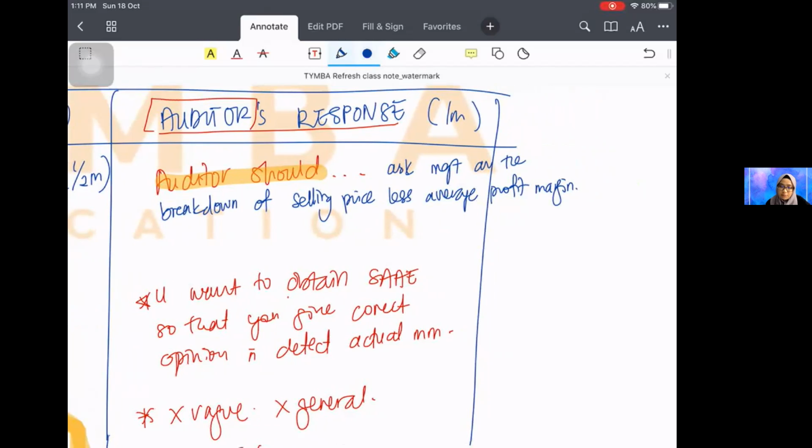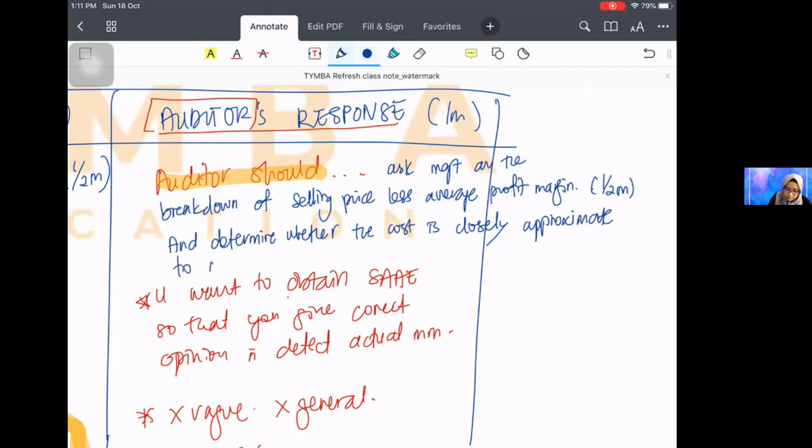So when you ask management on this breakdown of selling price less average profit margin, you're able to identify the approximation cost that they have used. If you write this one, you already get the first half mark, and then you can continue and determine whether the cost is closely approximate to actual cost of inventory. Then you will get another half mark.